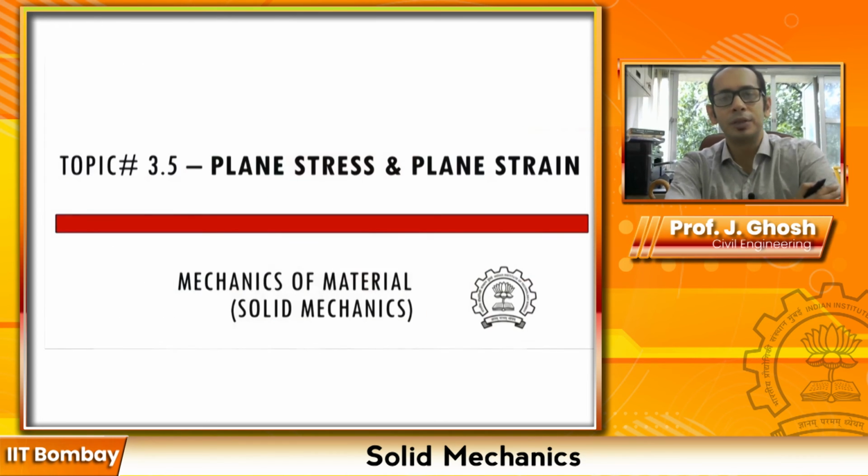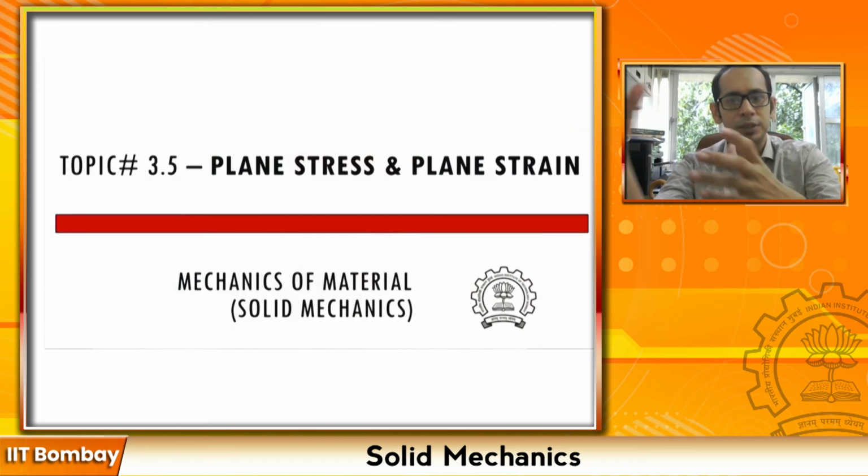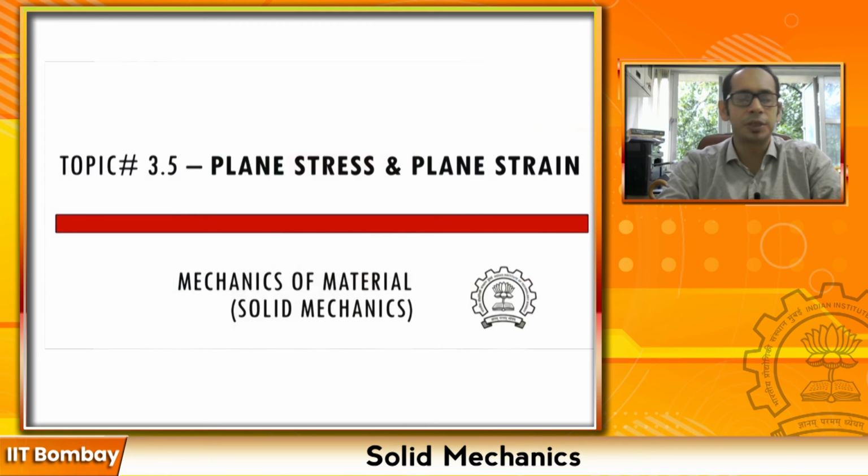Now that we are acquainted with the 3D version of Hooke's law that incorporates the axial stresses, the shear stresses, the axial strains and the shear strains, as well as the Poisson's ratio, and we derived all these different relationships between the strains and the stresses, and we can do the transformation, right?